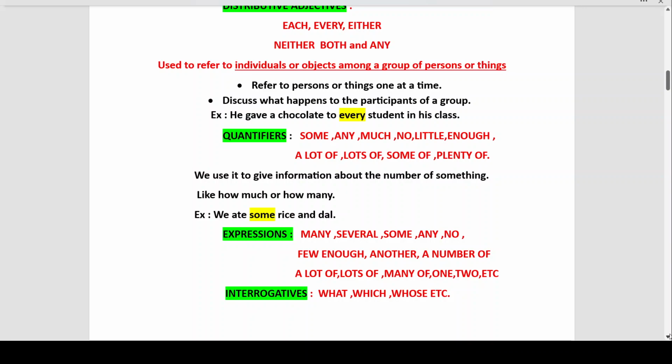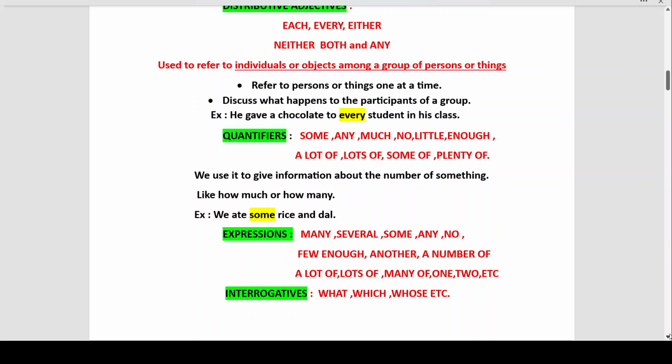Next is quantifier. Quantifiers are used as determiners because they tell us the amount or the quantity which is there in the information. It is used to give information about the number of something, like how much or how many. A few examples of quantifiers which are used as determiners are some, any, much, no, little, enough, a lot of, lots of, some of, plenty of. For example, we ate some rice and dal. Now, how much rice and dal did you eat? If that is the question, you answer, we ate some rice and dal.